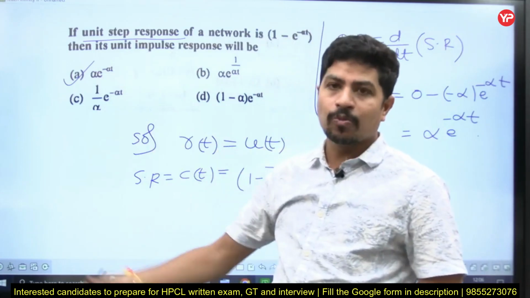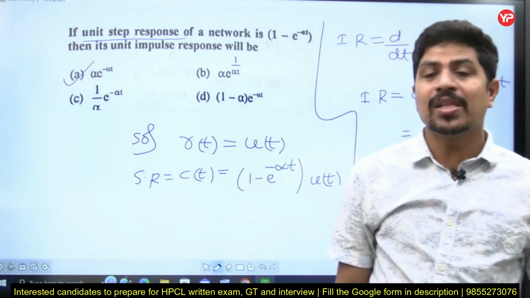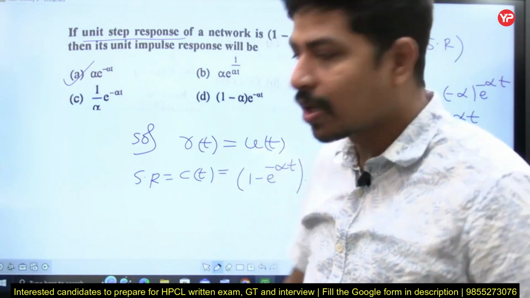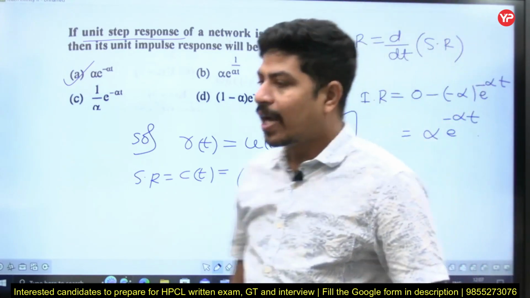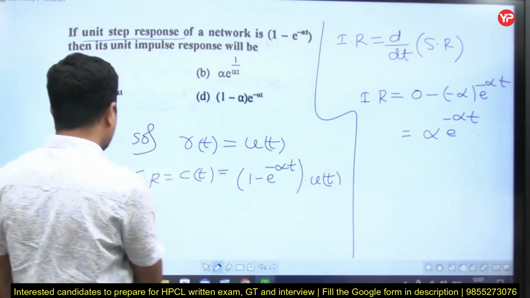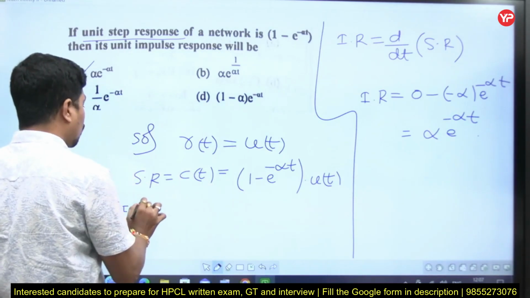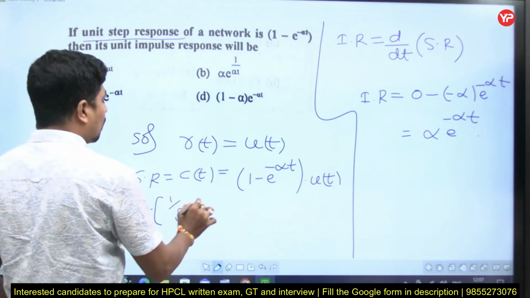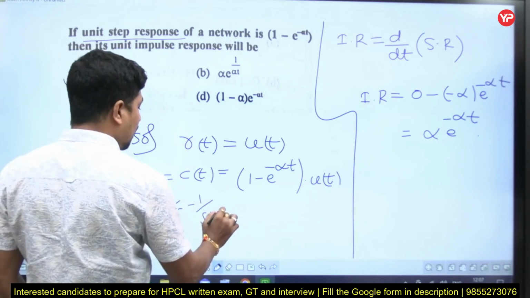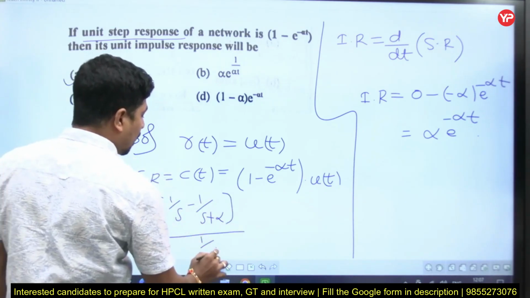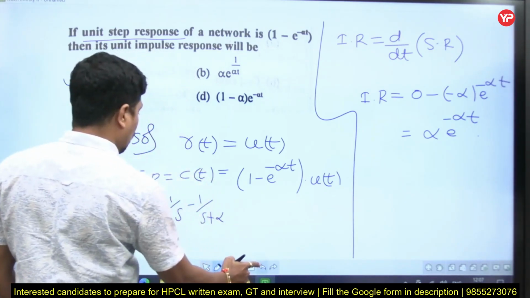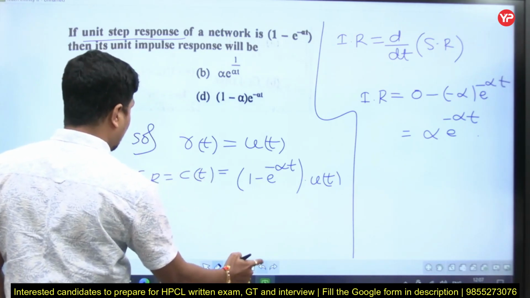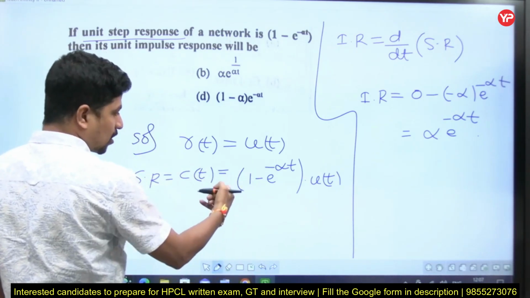Another way, as I told you in the very first question, is that impulse response is equal to the inverse Laplace of the transfer function. So from this data I will find the transfer function. What is the transfer function? It is the Laplace transform of output, 1 by s minus 1 by s plus alpha, divided by the Laplace transform of input, 1 by s. I directly apply Laplace.